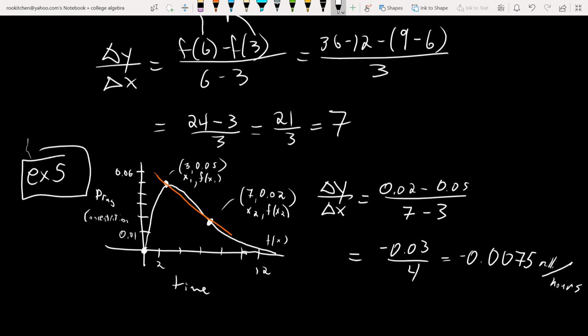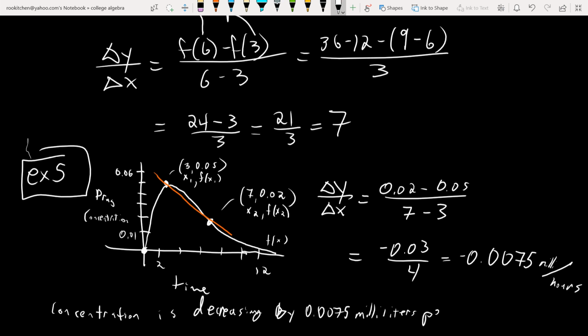Okay, so let's write it out. The concentration is decreasing by 0.0075 milligrams per 100 milliliters per hour.